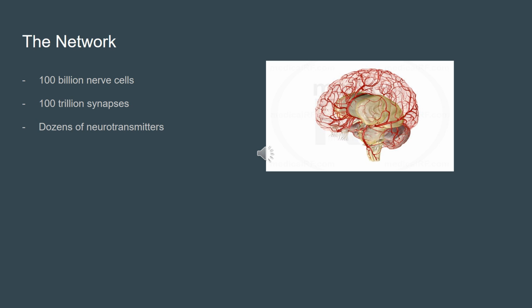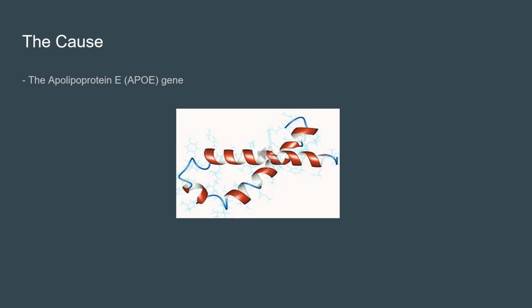With each heartbeat, arteries carry about 20–25% of your blood to your brain, where billions of cells use about 20% of the oxygen. When you are thinking hard, your brain may use up to 50% of the fuel and oxygen. The brain has 100 billion nerve cells, 100 trillion synapses, and dozens of neurotransmitters.